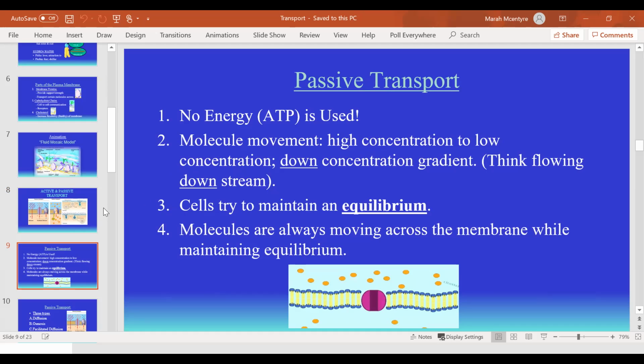Cells really want to be in equilibrium. So they are going to constantly try to maintain, okay, there's 5 people in this room, there needs to be 5 people in this room. They're going to try to go back and forth based on where they would go to make it equal. That's how they decide when to move. Molecules are always moving across the membrane while maintaining equilibrium. So this is there to make you know that it's not just, okay, now we have 5 people in each room, we're good to go and we're done. They're always going to be moving back and forth.